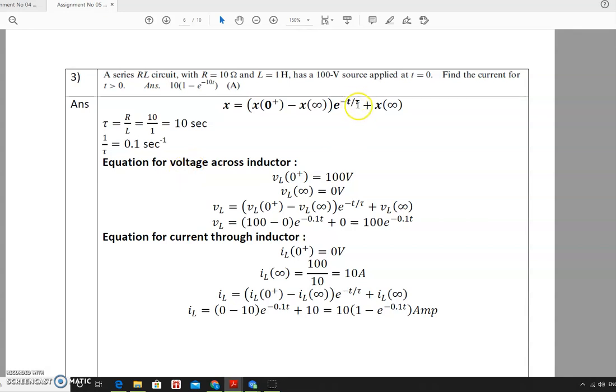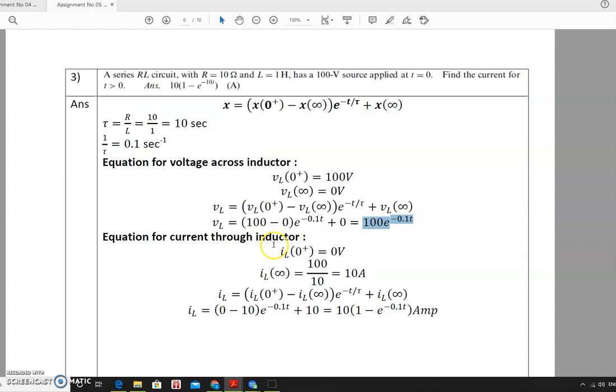So I have calculated 1 upon tau. What is the voltage across the inductor initially? Initially the inductor acts like an open circuit, which means the total applied voltage will come across the inductor, that is 100 volt. When t tends to infinity, the voltage across the inductor will become 0. So I will substitute X as VL(0+) and VL(infinity). Substituting these values in this equation, with 1 upon tau equal to 0.1, I got the equation 100 e raised to minus 0.1 t.